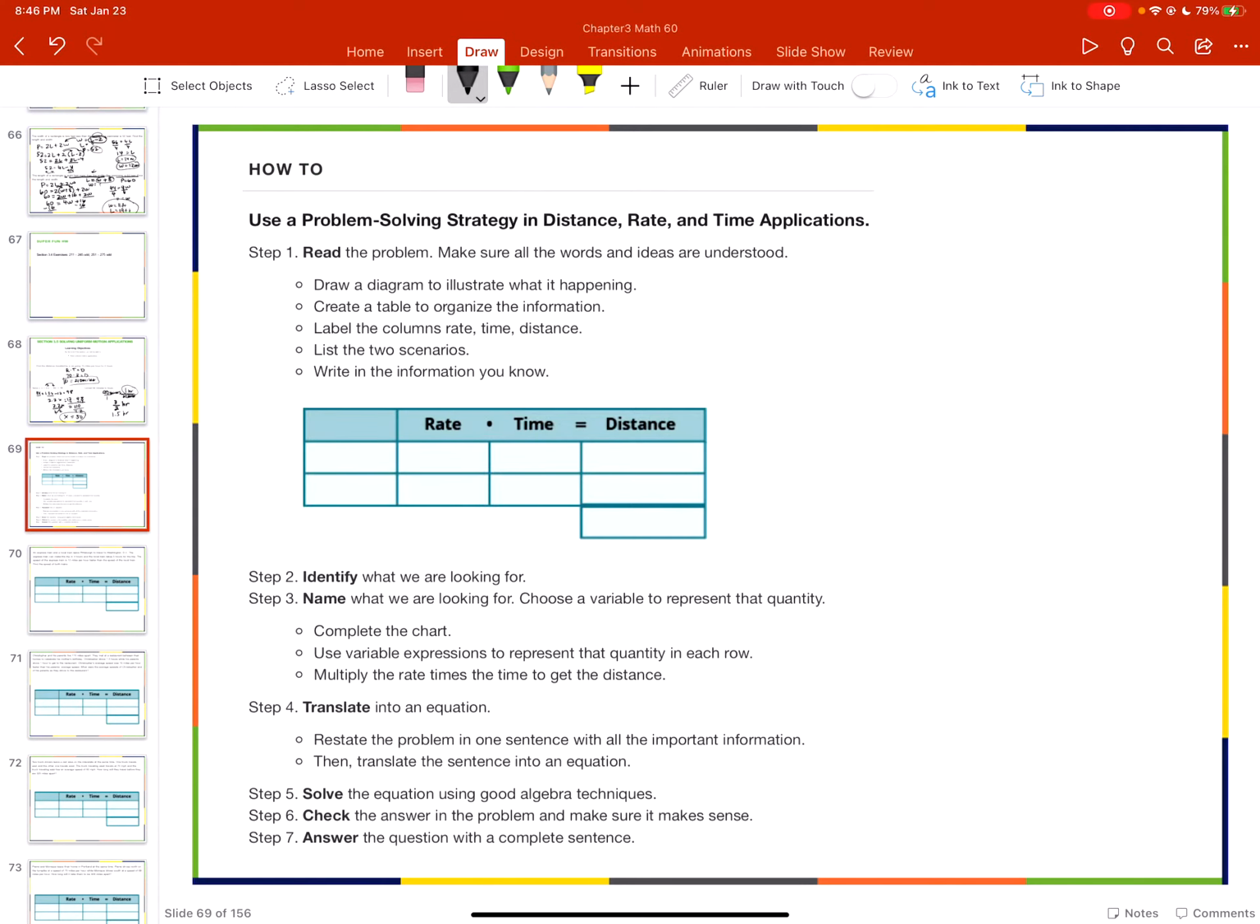Okay. So let's talk about using problem solving in distance, rate, and time applications. First thing we need to do is read the problem, and then we can create a table. And then we label those columns, we list the scenarios, and we write what we know. And then, of course, we identify what we're looking for, name what we're looking for, fill in the chart, translate into an equation, and then solve.